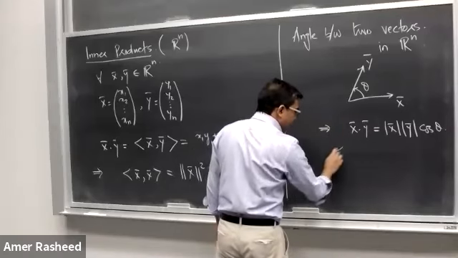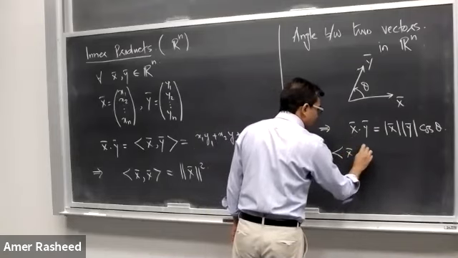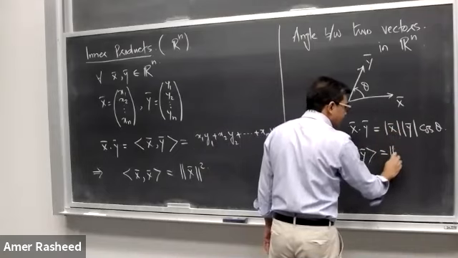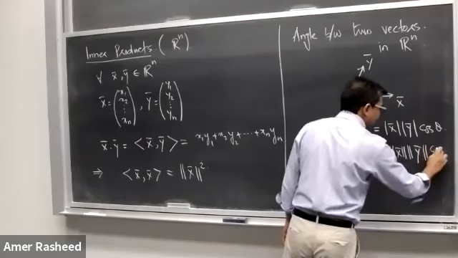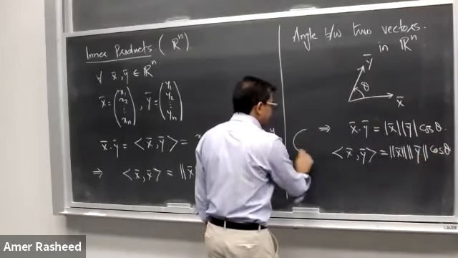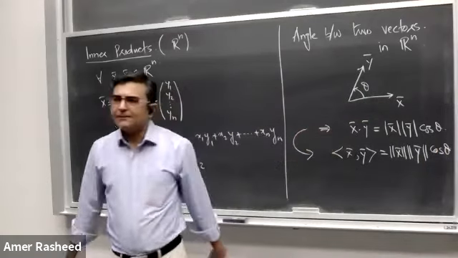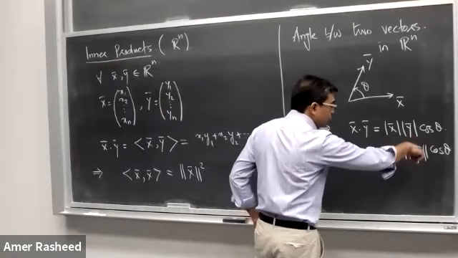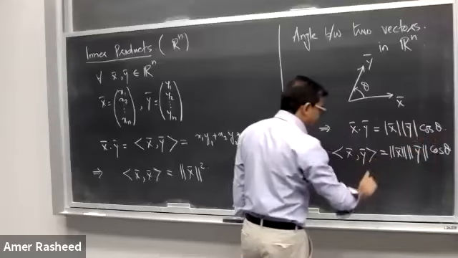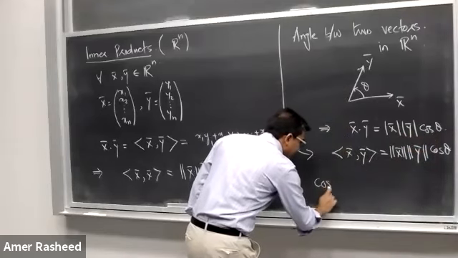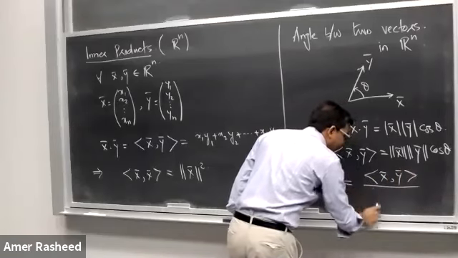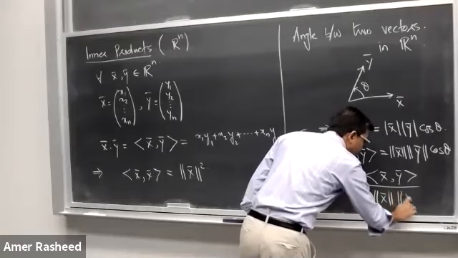So this x dot y will now be denoted by x comma y, and the length of x is now the norm of x, and this is the norm of y, times cosine of theta. So this is basically the generalization of that expression in Rn. Now, if we want to find the value of theta, we can solve it. So cosine of theta is the inner product of x, y divided by the norm of x times the norm of y.